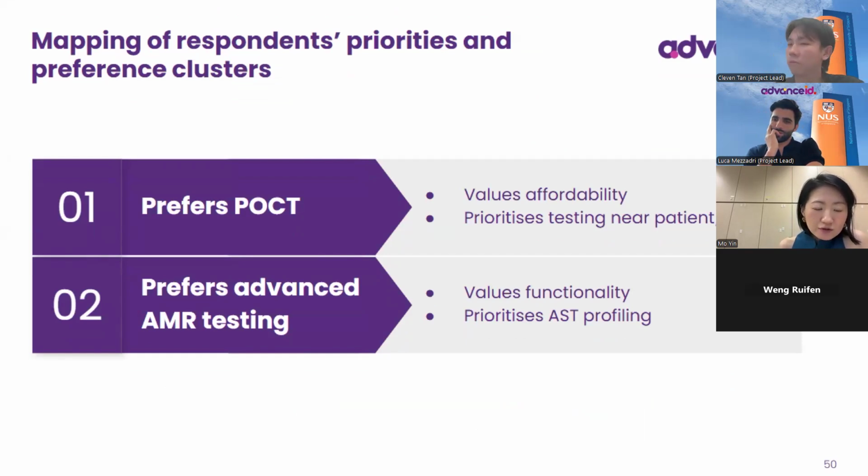And the second group of testing is that the practitioners would prefer more advanced testing, both providing the identity of the pathogens as well as the resistance genes or phenotypes. And in this group of practitioners, they value functionality over potentially affordability, and they prioritize antibiotic susceptibility testing profiling.